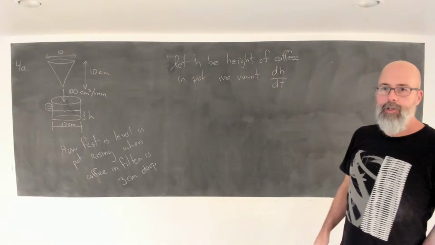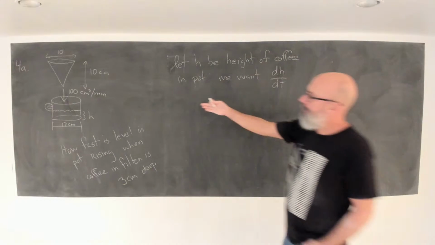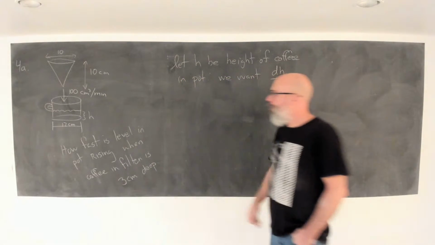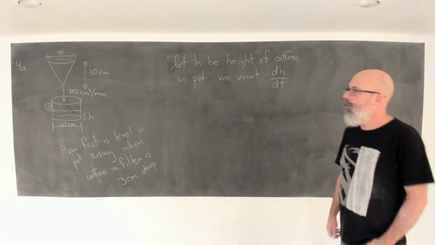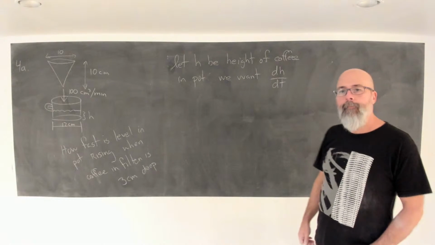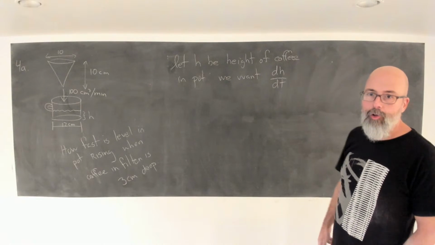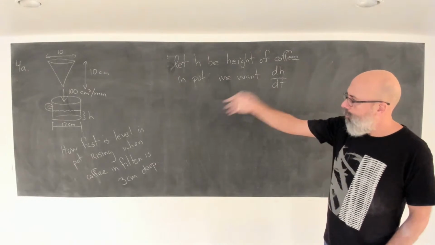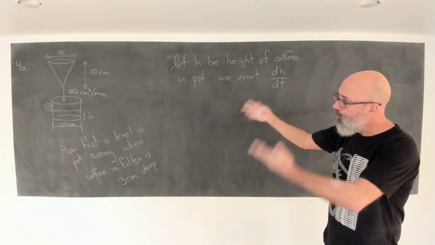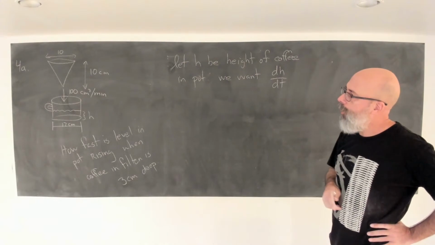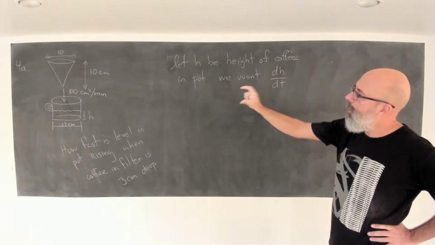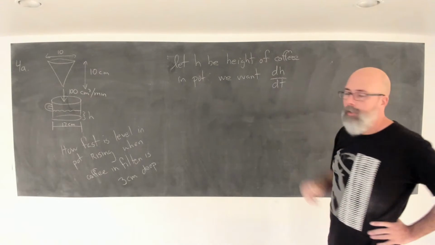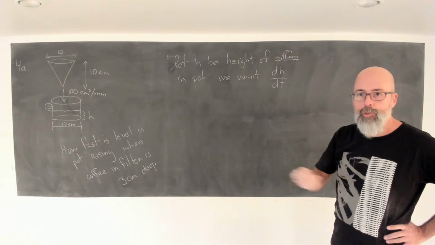Does the coffee drain slower over time? Apparently not. The question suggests it's coming out at 100 centimeters cubed per minute. We are assuming nothing gets clogged. So let's not assume anything else. Let's introduce some variables. h is the height of the coffee in the pot. We want dh/dt. That's what we want.